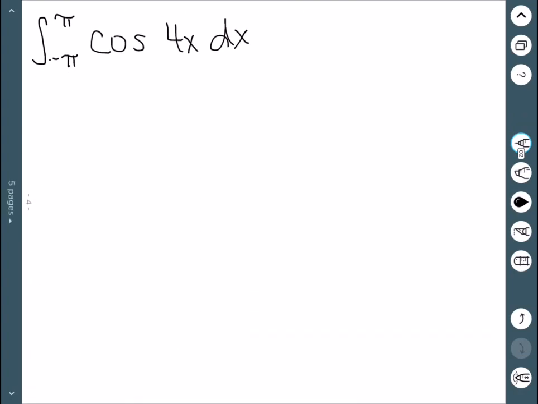Let's look at another example. If we think of the graph of cosine, we know it looks something like this. It's symmetric with respect to the y-axis, so it's even. The cosine of 4x is not going to change that. It's going to change the period. It's not going to cycle between negative pi and pi, but it will not change the function and its symmetry.